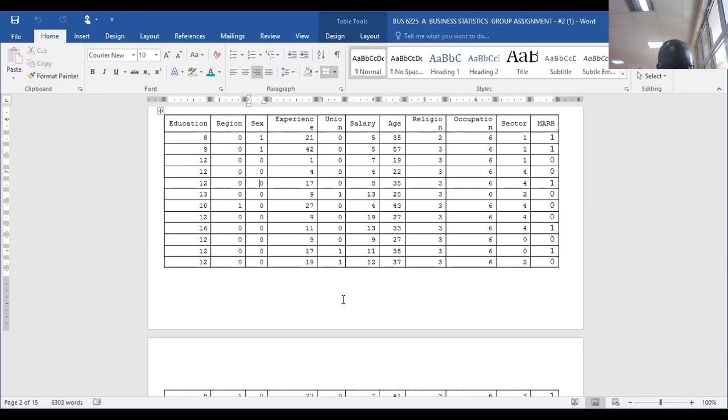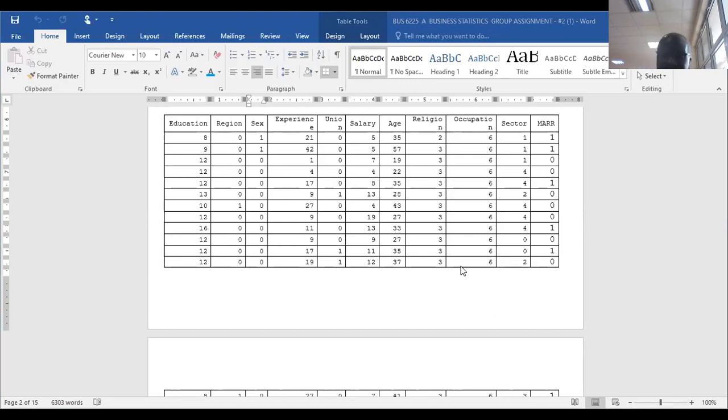So you have 2 ways of entering this data. Actually 3 ways. Let me start with the 3 ways. The first way is basically to go to SPSS. Remember, there are 11 variables, 534 respondents.